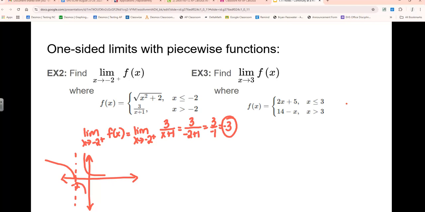Now, if this is a multiple choice question, you could plug in, like some of you did last night. Some of you last night had very little work on your paper, and I told you that was okay, because if I plug in 3 right here, I get 6 plus 5, that's 11. And if I plug in 3 right here, I get 14 minus 3, which is 11. So do I have a limit here?